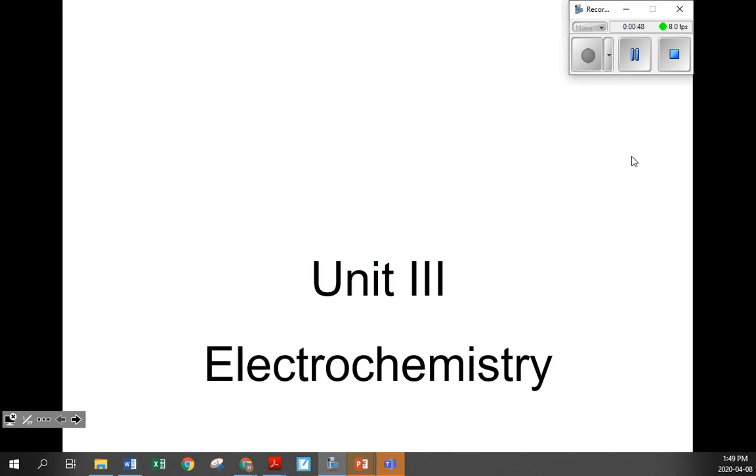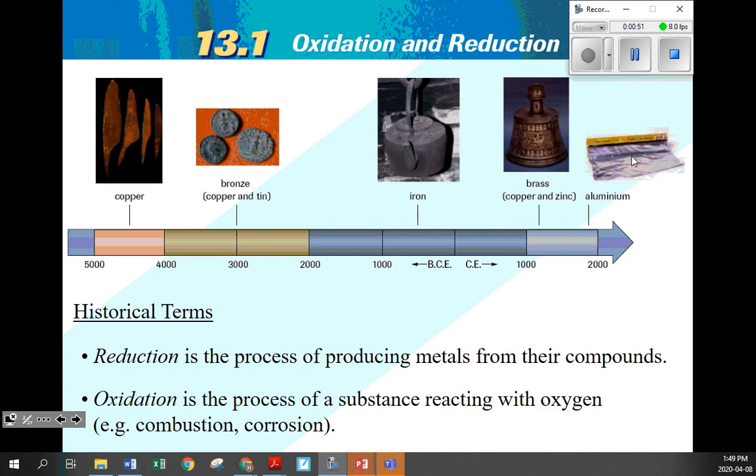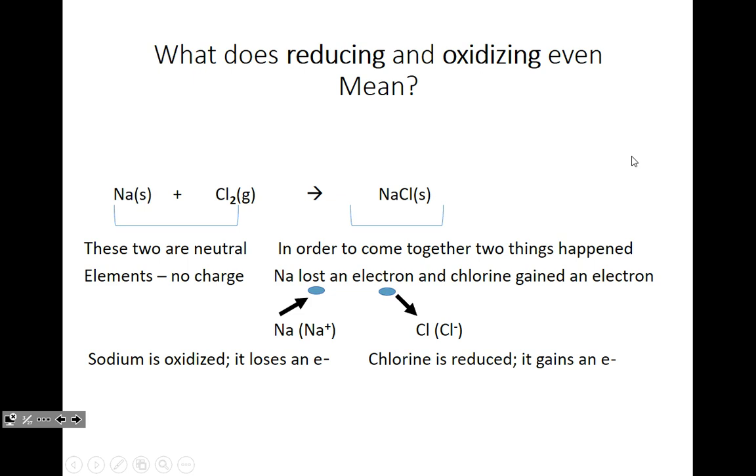So just to take a look at historical terms of reduction and oxidation. Those two terms we're going to be using for the duration of the unit. Reduction back in the day was the process of producing metals from their compounds, and oxidation back in the day was a process of a substance reacting with oxygen. Any kind of oxidation reactions were examples like corrosion, so the formation of rust, and a simple combustion reaction. Those are considered oxidation.